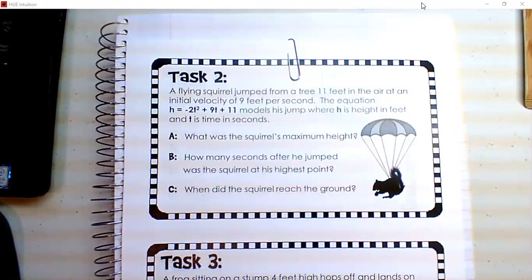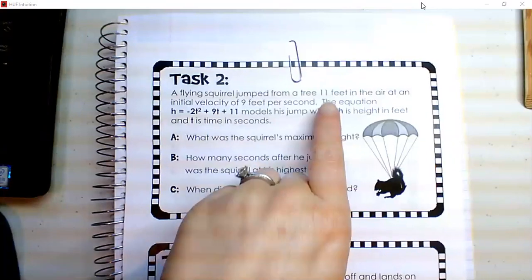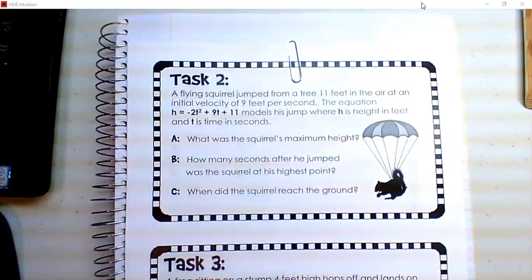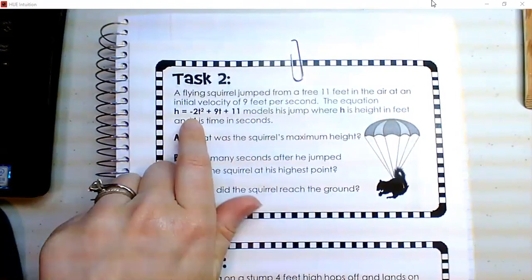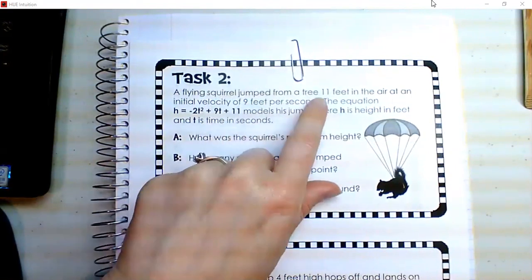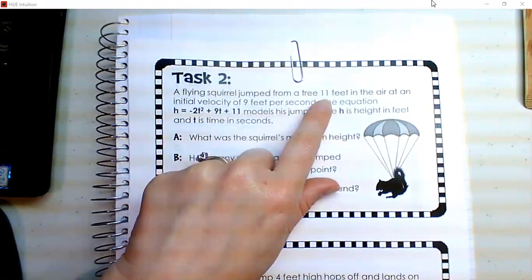Okay, so I've got 3 different parts, A, B, and C, that we're going to go through on this one. You may at this point have noticed that they use the number 11 and the number 9 in here, and 11 and 9 are also in the equation as well. Good, I'm glad you picked up on that. Remember, if your quadratic is in standard form, C is your y-intercept, right? Well, it says that he jumped from a tree that was 11 feet in the air. Well, folks, that's his y-intercept.